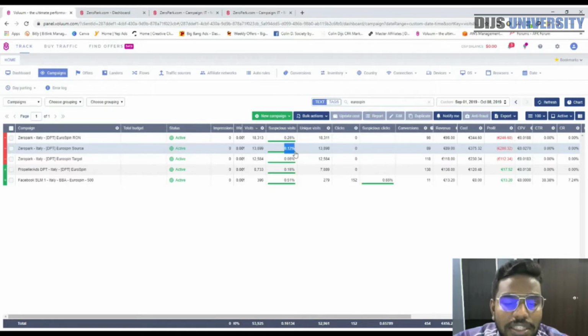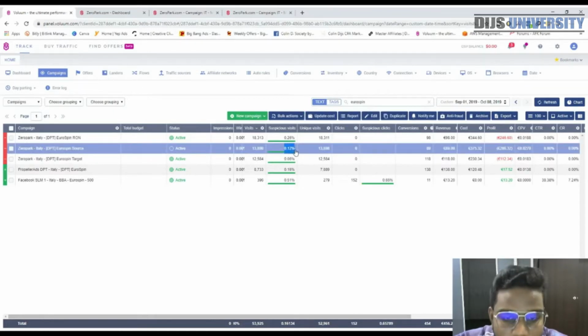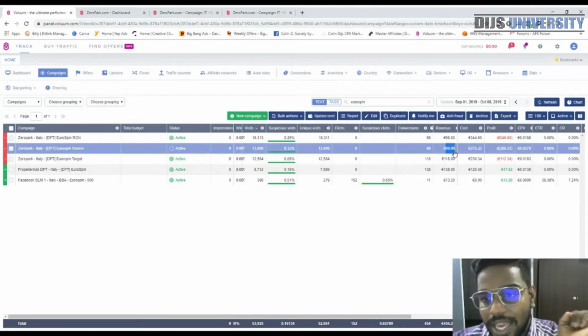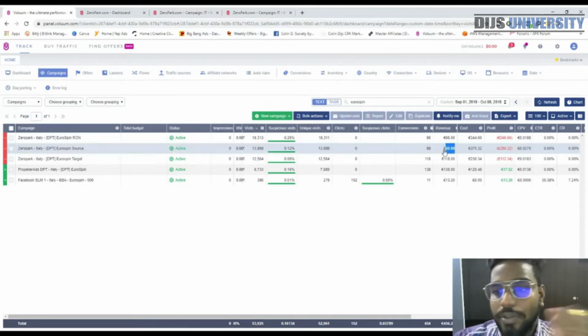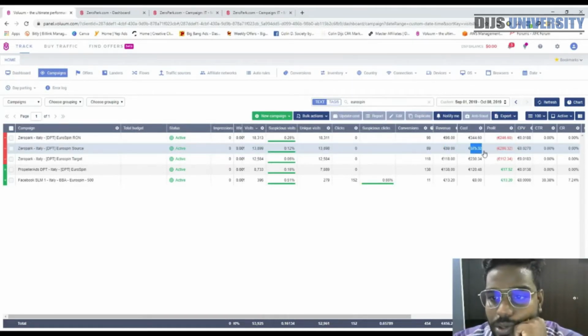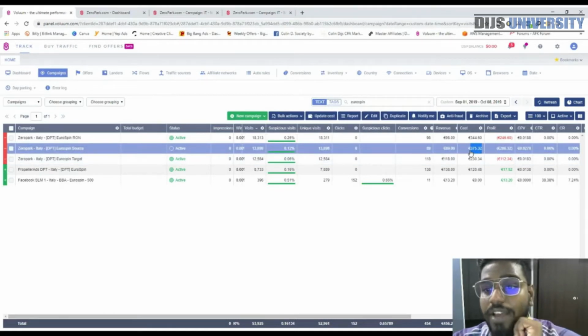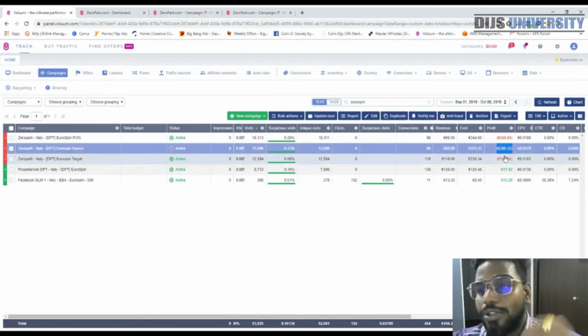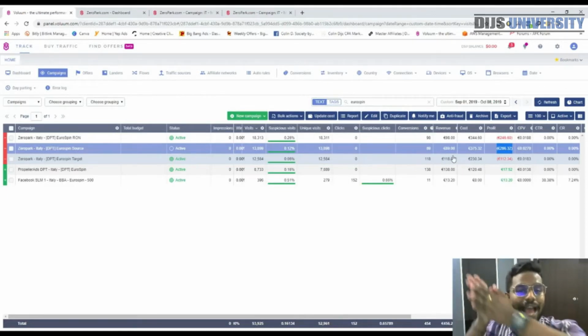For the source, the visit was 13,899. Suspicious visit was 0.12%. So the unique visit was 13,898, where we had 89 conversions. We made $89, $1 per conversion. The total cost was 375.32 euros, where we lost a big amount over here, 289.32 euros. So let's go ahead, dive deeper and see the data that we can get from here.